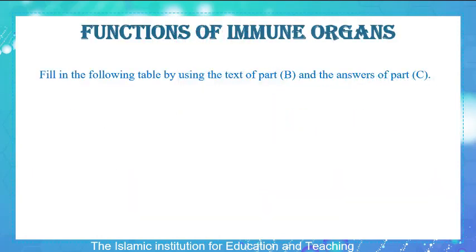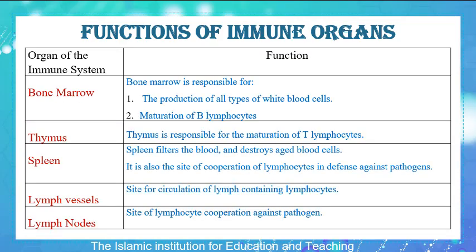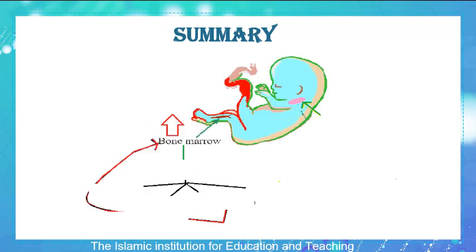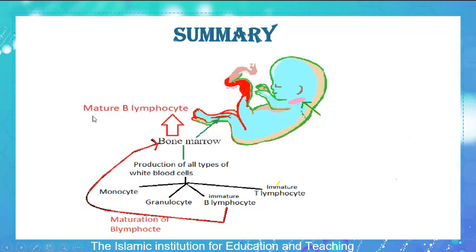Then, open your worksheets and fill in the following table by using the text of part B and the answers of part C. So the answers are: as a summary, the bone marrow is responsible for the production of all types of white blood cells: monocyte, granulocyte, immature B lymphocytes, and immature T lymphocytes. The maturation of B lymphocytes takes place in the bone marrow to produce mature B lymphocytes, while the maturation of T lymphocytes takes place in the thymus to produce mature T lymphocytes.